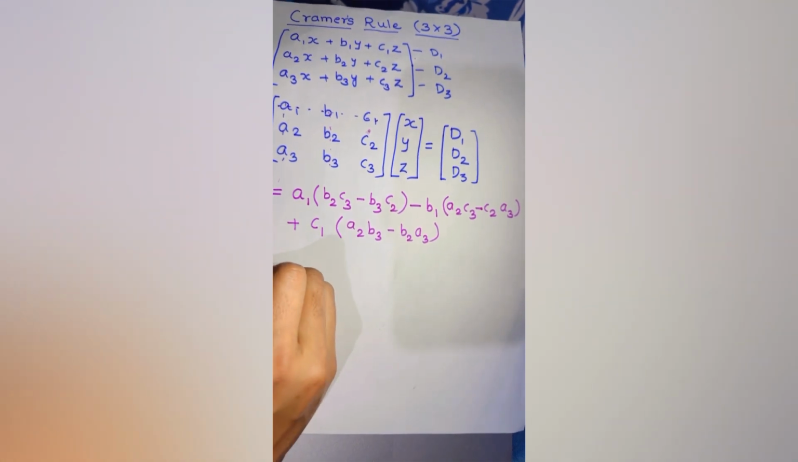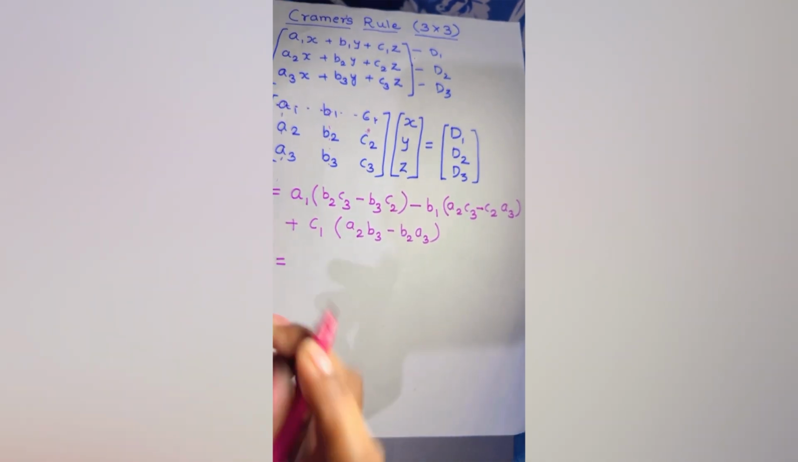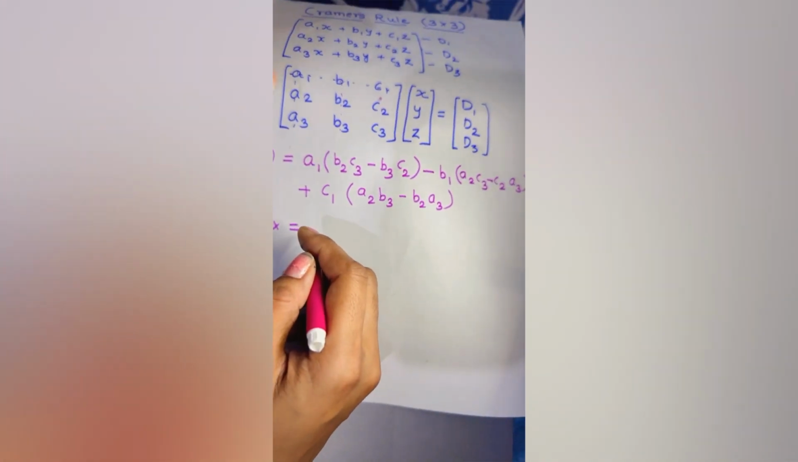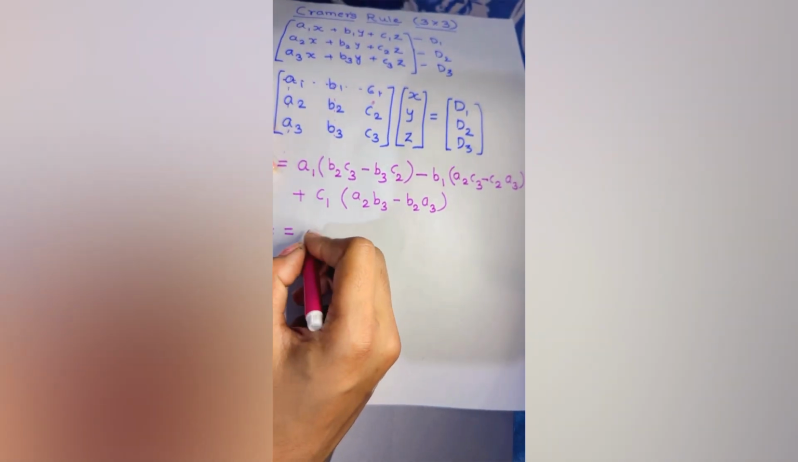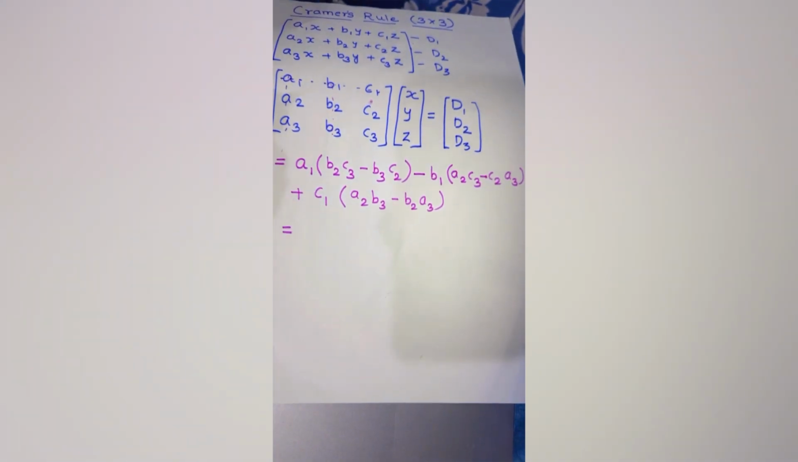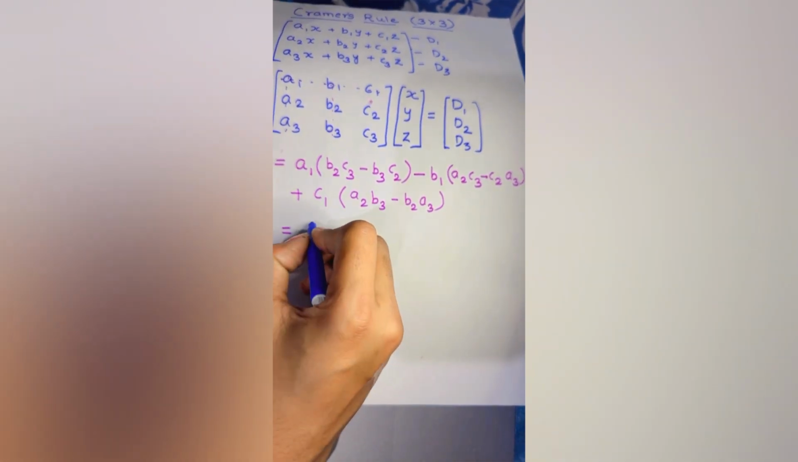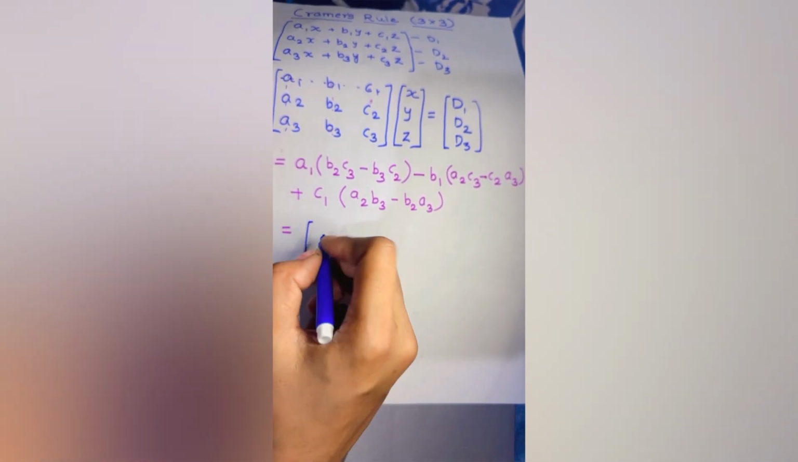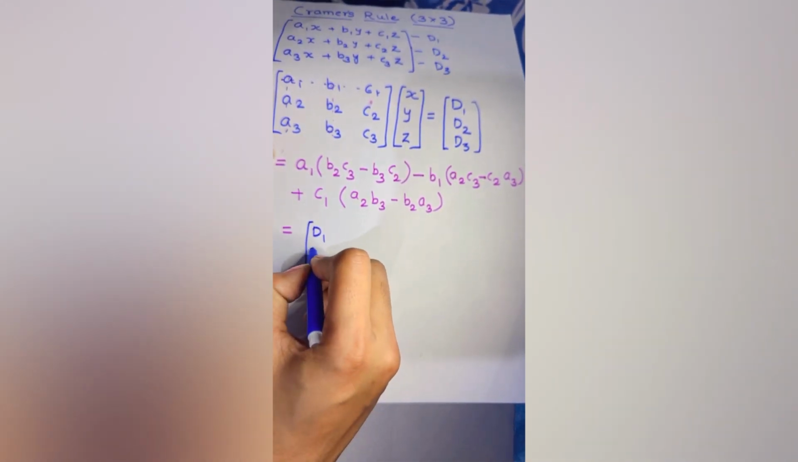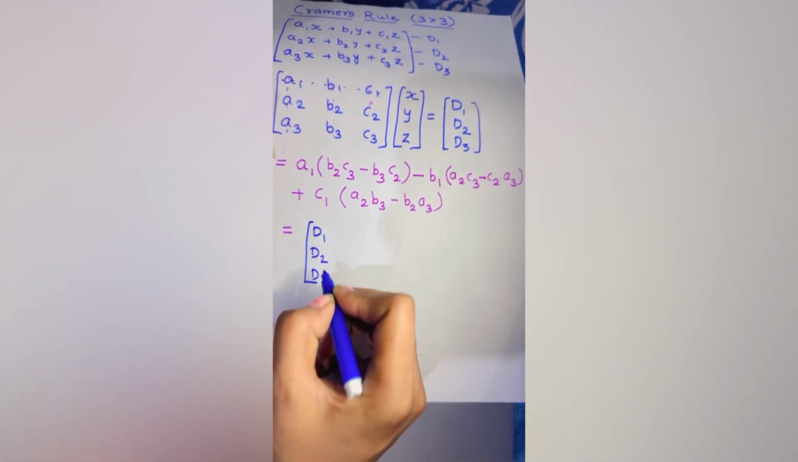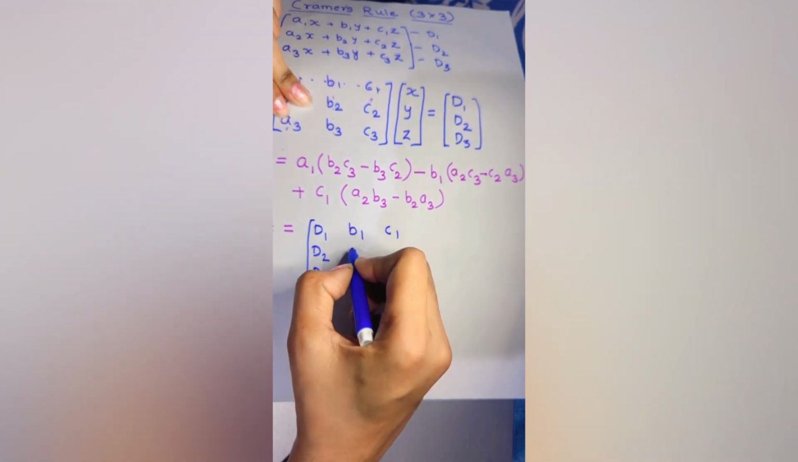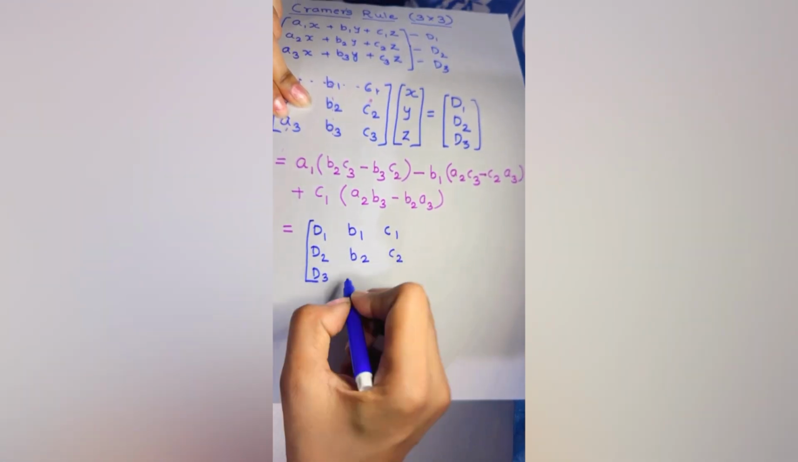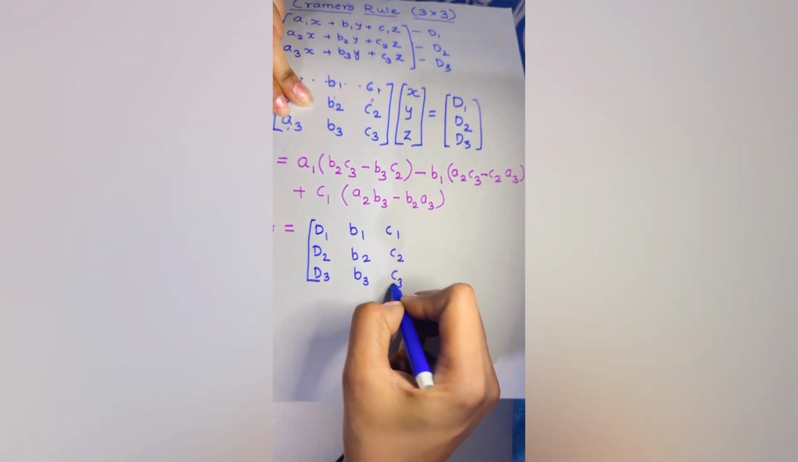After that, write down the determinant of x. What is the determinant of x? In place of the x terms, we have to write the constants. So write down here: what are the constants given here? d1, d2, d3, and the remaining terms as they are: b1 c1, b2 c2, b3 c3.